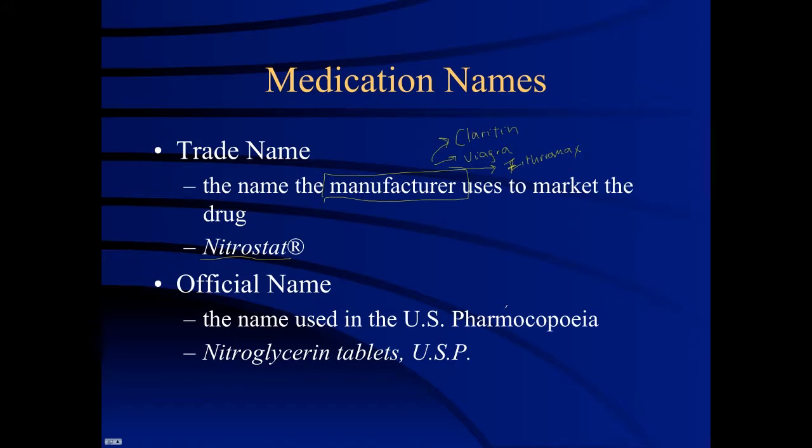All right. And then the last one is the official name, and the official name is what is actually used and registered in the U.S. Pharmacopoeia. The U.S. Pharmacopoeia is like the big drug reference book in the U.S. So it's basically all U.S. approved drugs, medications. So the example is nitroglycerin tablets, USP, and the USP says that it's the official name.